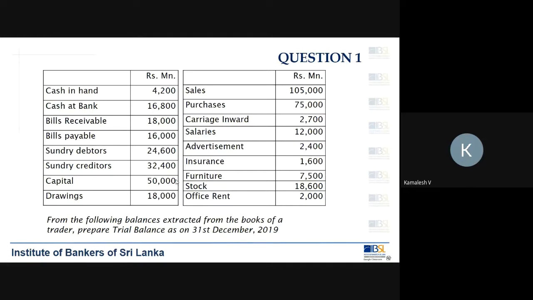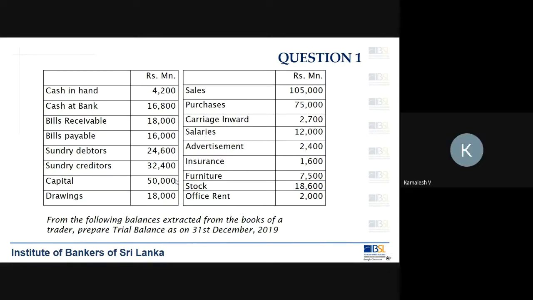Salaries, expense. Advertisement, what do you think? Expense. That's an expense, because in the business, you might have to sometimes incur advertising expenses, promoting products. So you see a lot of advertisements in the newspapers, television, or even in the websites. So all those are known as advertisement. Then you have insurance. What is this? Expense.